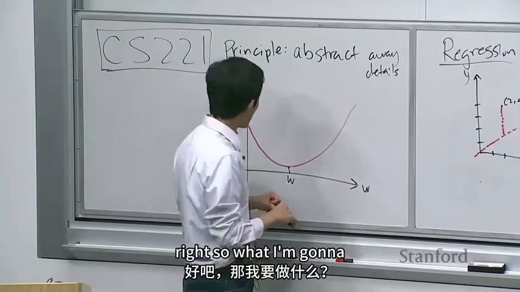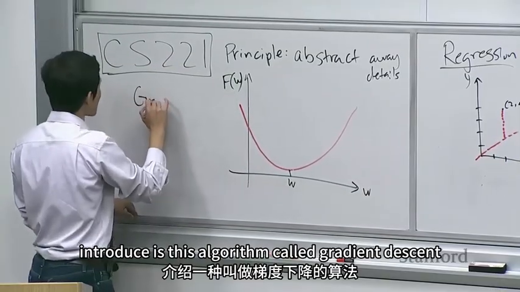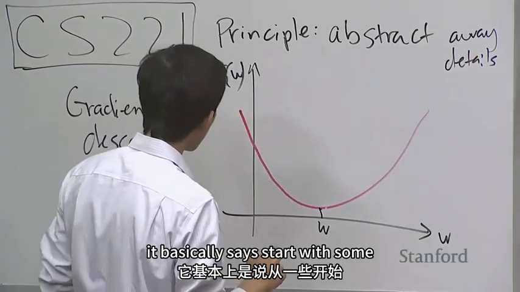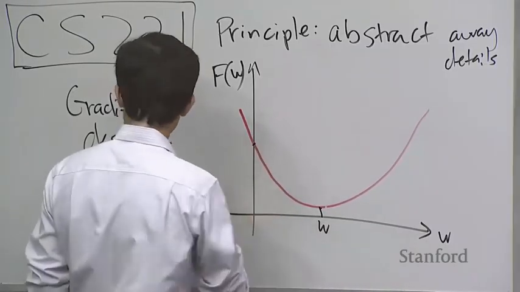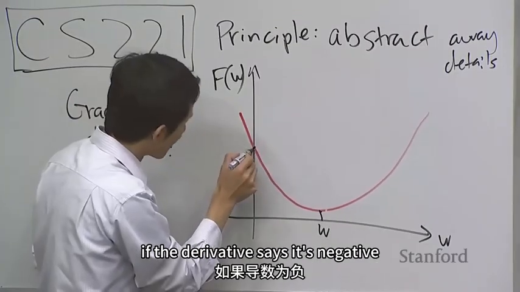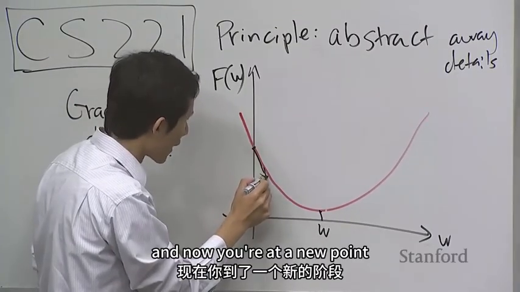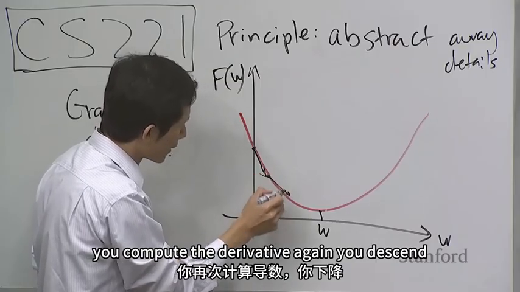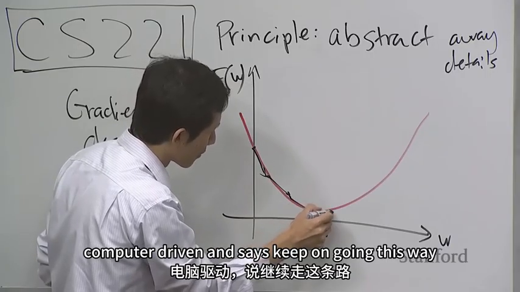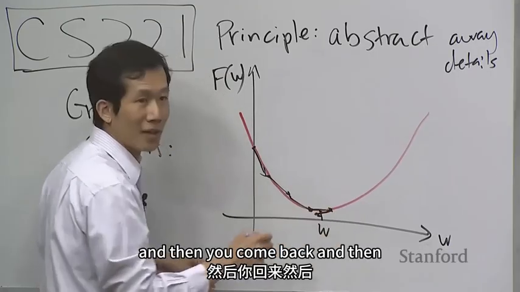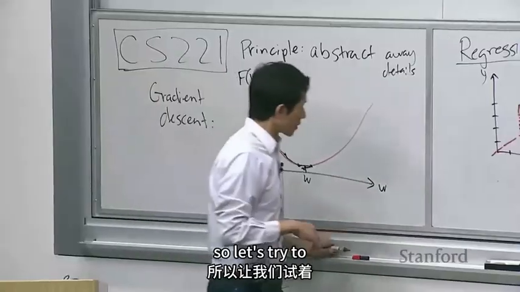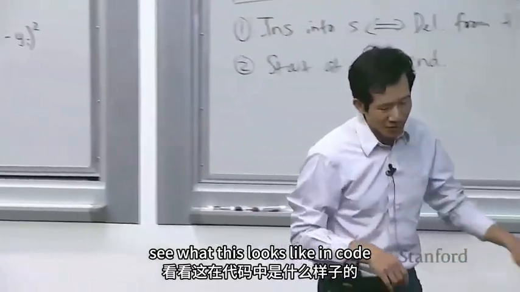Right? So what I'm going to introduce is this algorithm called gradient descent. It's a very simple algorithm. It basically says, start with some place, and then compute the derivative, and just follow your nose. If the derivative says it's negative, then just go this way. And now you're at a new point, and you compute the derivative again. You descend, and now you compute it again. And then maybe the derivative says keep on going this way. Maybe you overshoot, and then you come back, and then hopefully you'll end up at the minimum. Okay? So let's try to see what this looks like in code.